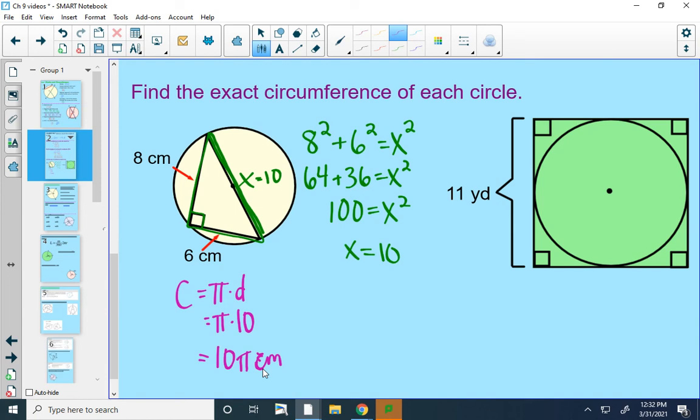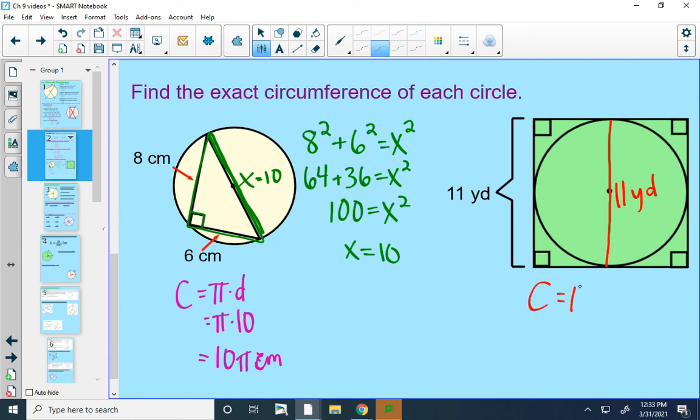All right, and then we've got one more. We want to find the circumference of each circle. So in this case, we're talking about a circle that is inscribed in a square. Inscribed just means to put a shape inside of another shape. So all we need to know is the radius or the diameter. In this case, let's find the diameter. Since this square is 11 yards tall, that means that the diameter of the circle will also be 11 yards.